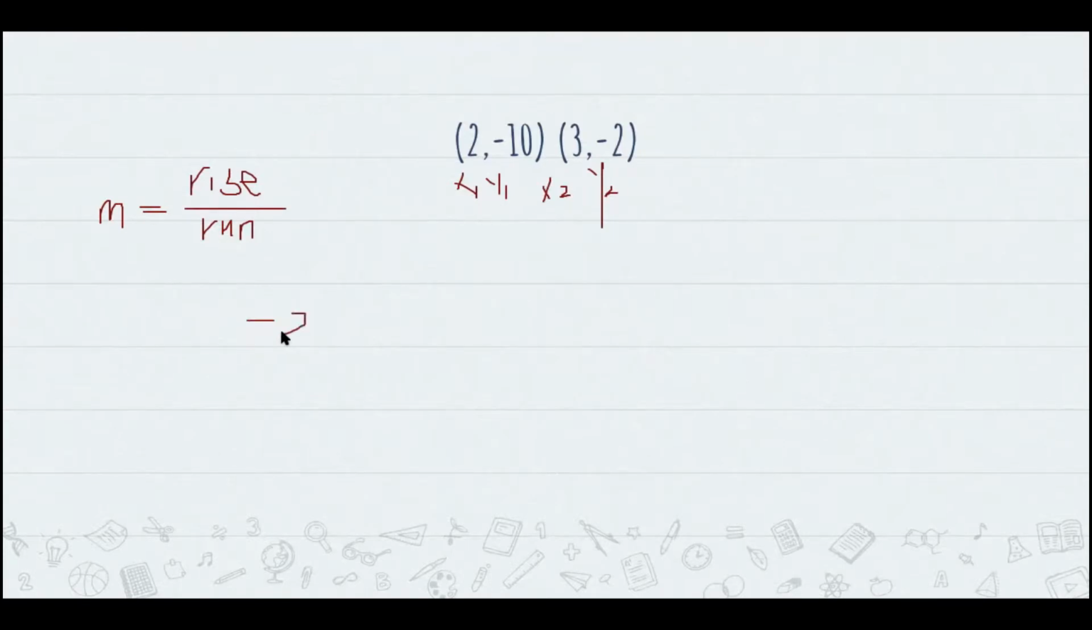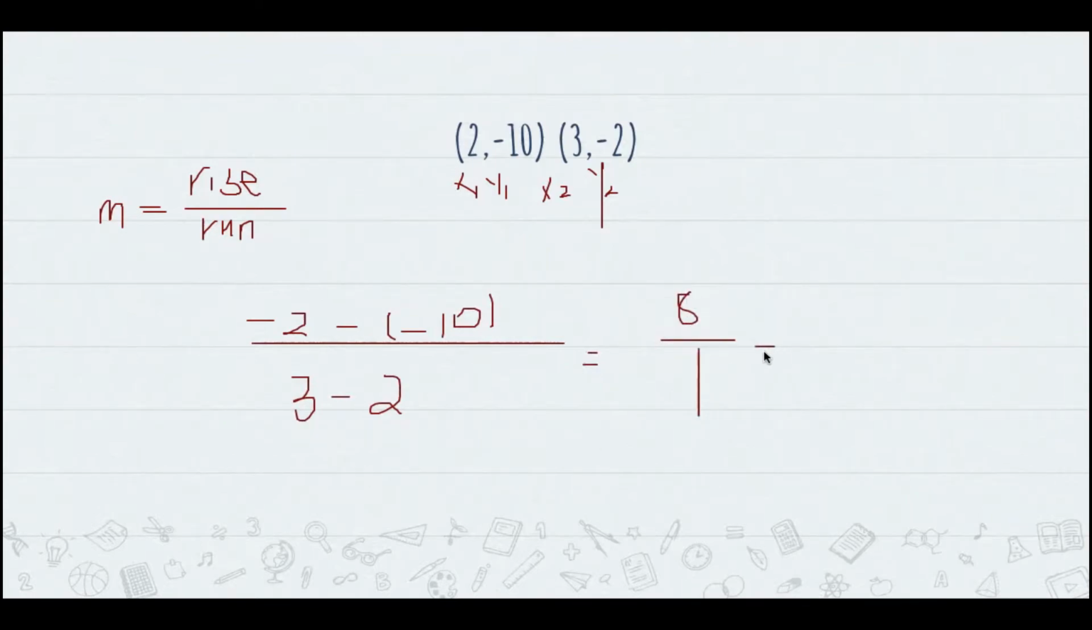So negative 2 minus negative 10 over 3 minus 2 equals, so this would be addition, so it'll be positive 8. 3 minus 2 is 1, so your slope is equal to 8.